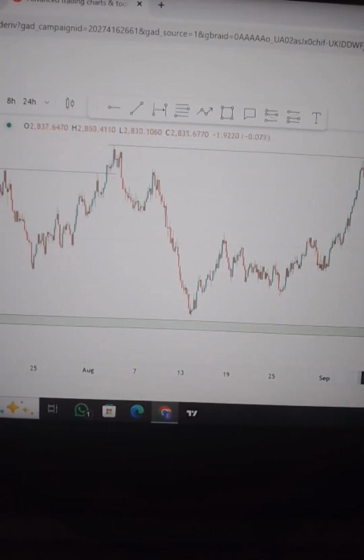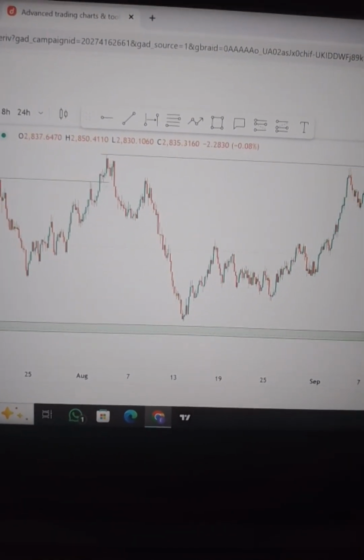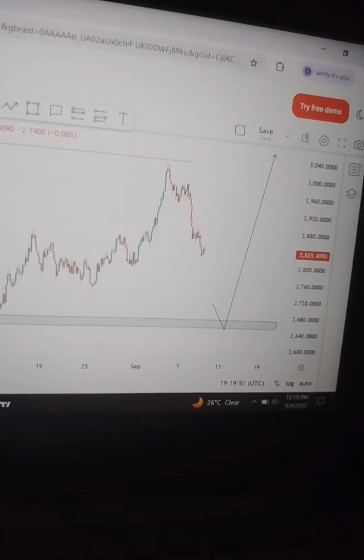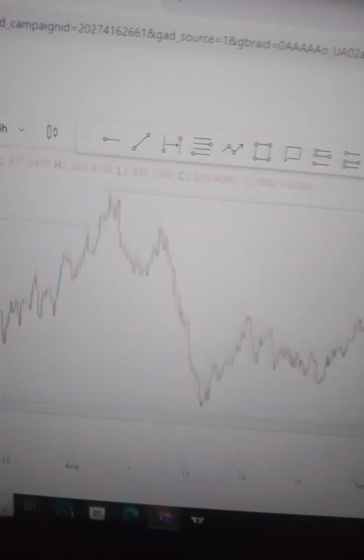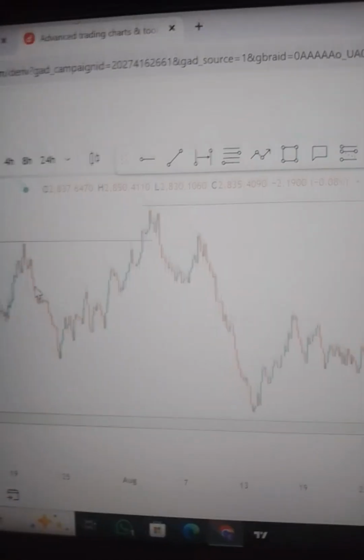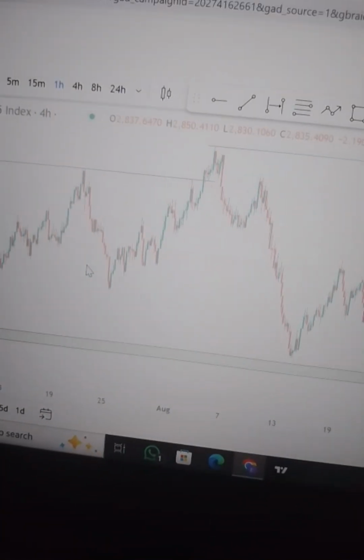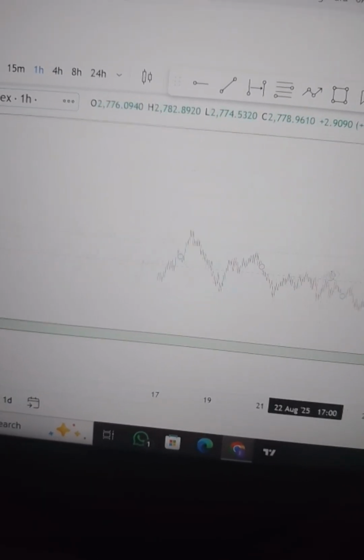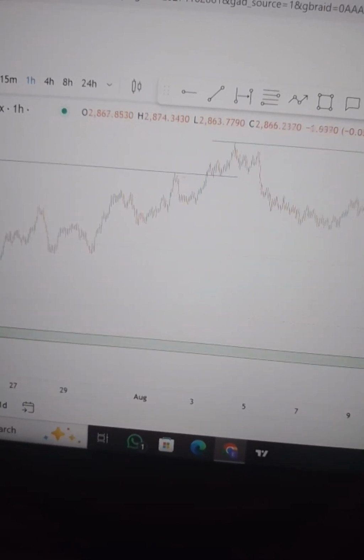Once the market touches here, my order block, I will just move down to the 1 hour time frame and refine my order block. That's how I trade SMC. I'll just go down to 1 hour and refine that order block.